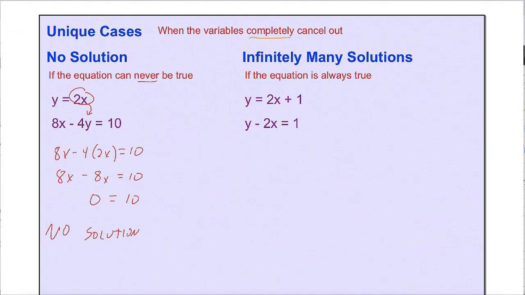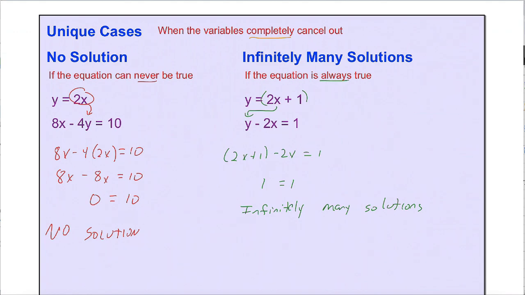On the other hand, if you get to an equation that is always true, like in this case, if I take 2x plus 1 and plug it in for y here, I get 2x plus 1 minus 2x equals 1. And my 2x and my 2x cancel out, so I get 1 equals 1. If you get an equation that is always true, that means there are infinitely many solutions. That's the only way you can answer this question. There isn't only one pair of x and y that make the system work. There's an infinite number of x and y pairs.